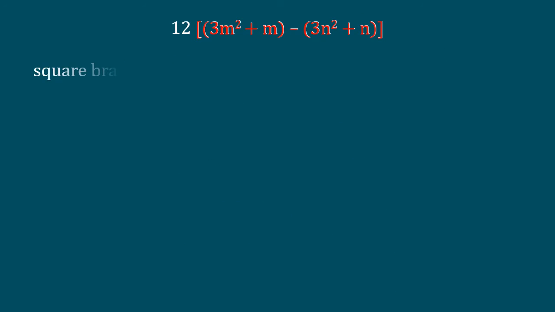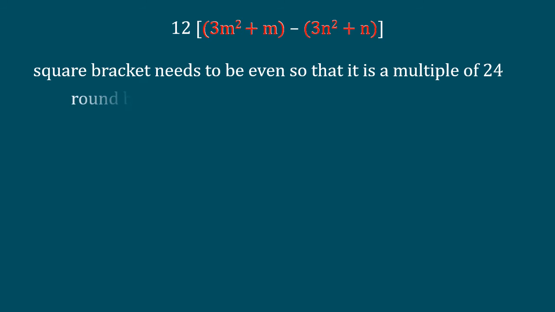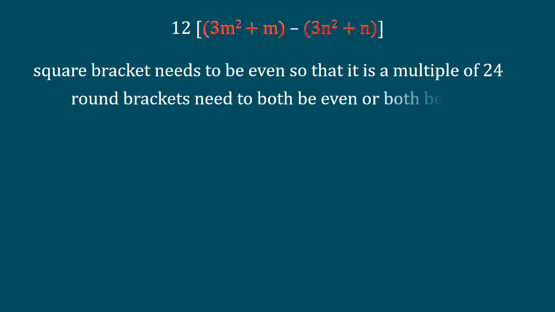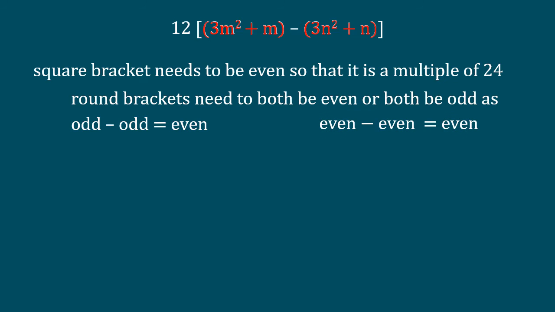The square bracket needs to be even so that the whole expression is a multiple of 24. The round brackets need to both be even or both be odd, as an odd number take away an odd number is an even number, and an even number take away an even number is an even number.